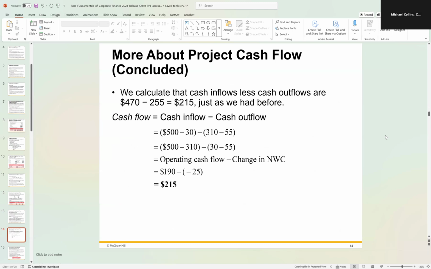A little bit more calculation. I'll try to stop myself from reading it all. We calculate the cash inflow less cash outflows as 470 minus 255, just as we had before. And it gives that breakdown right below.